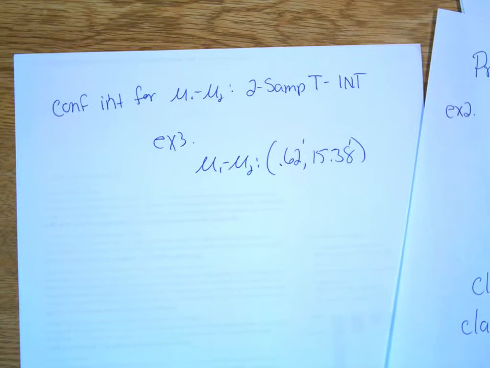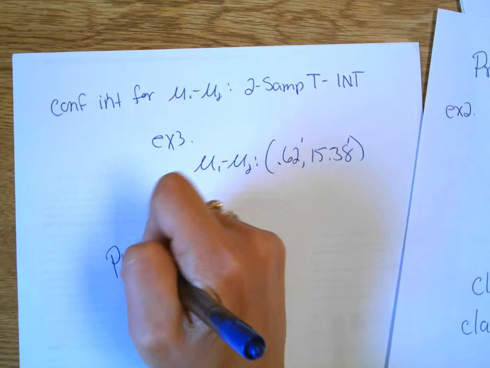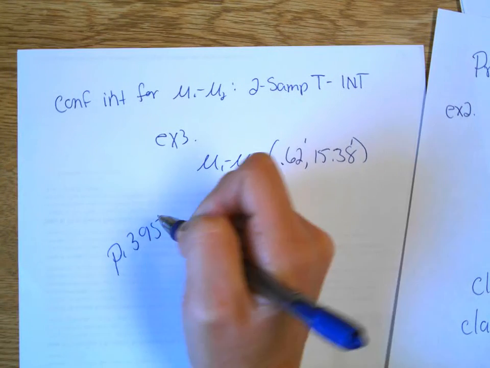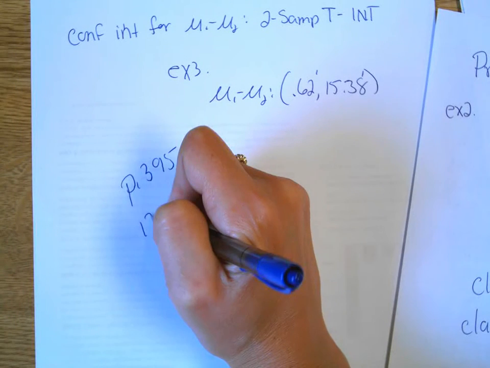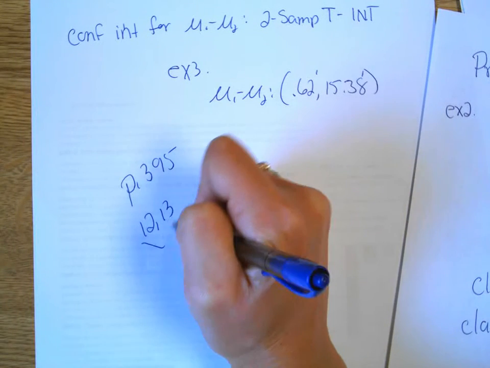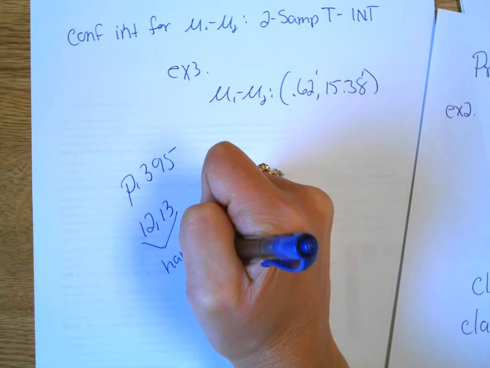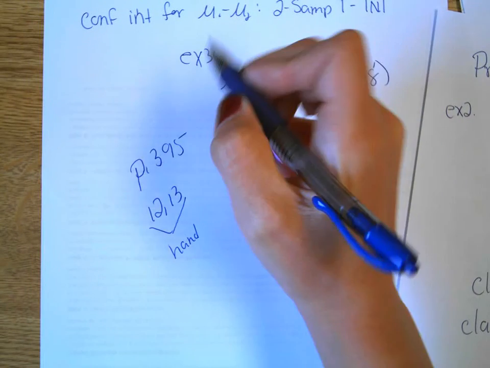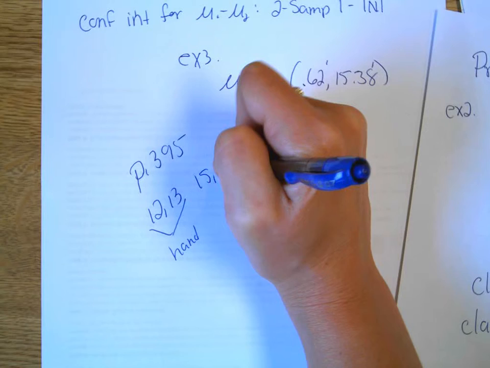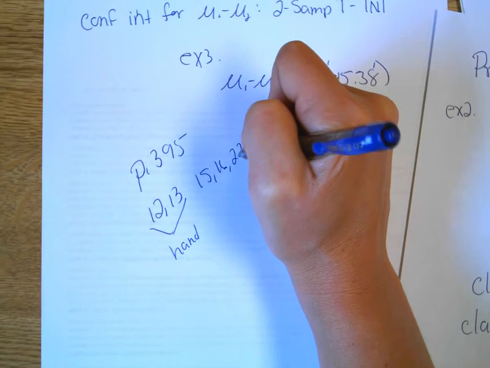All right, for your practice here. Stats, page 395. 12 and 13 by hand. I'm sure there's one of each there. And then 15, 16, 22, 24 are all program.